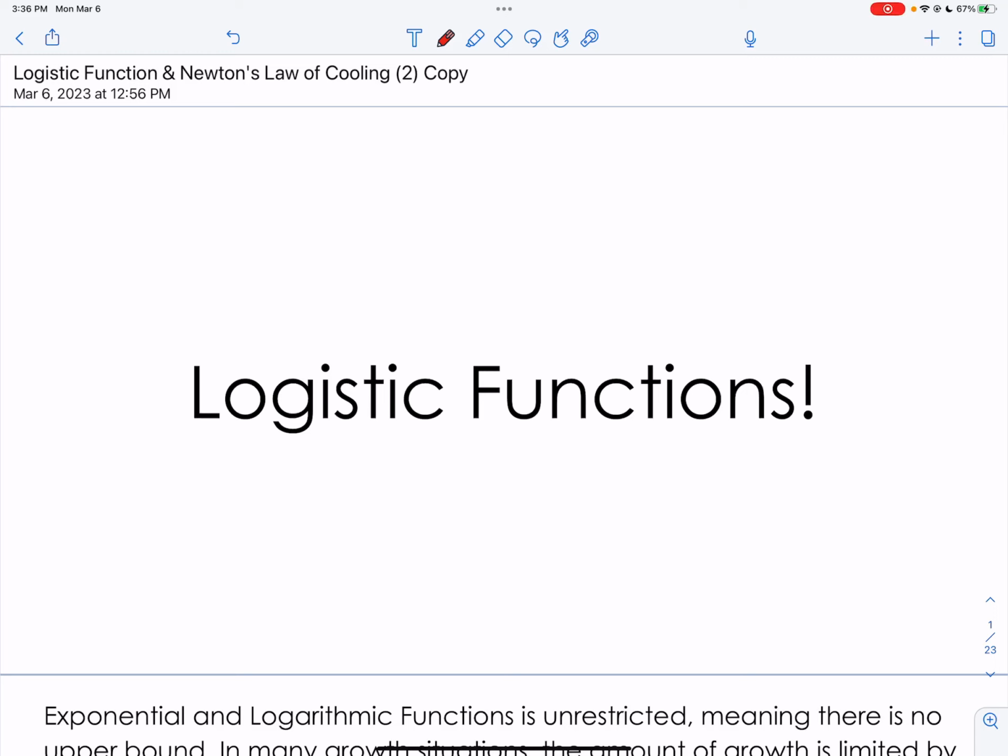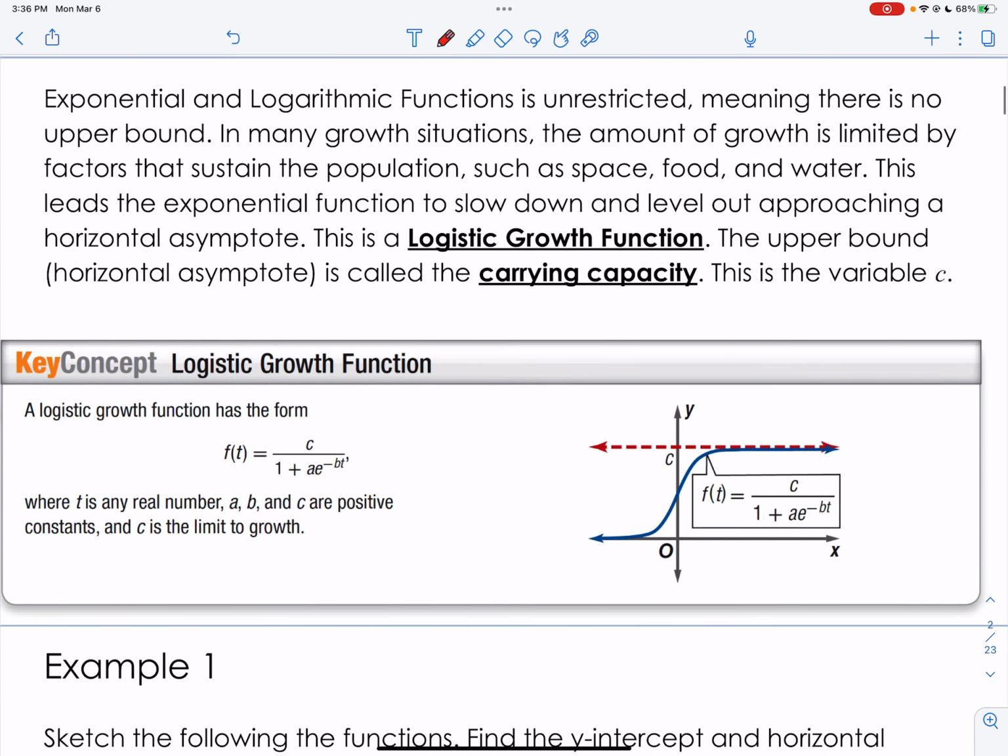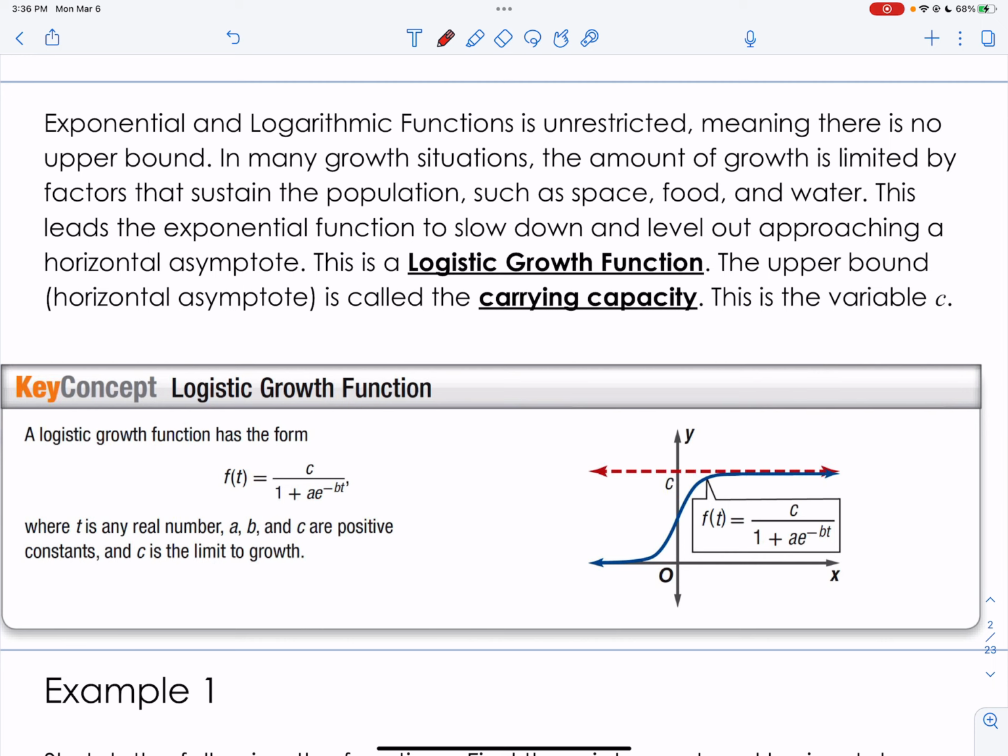Alrighty, today we are going to be talking about logistic functions and what they are. Thinking about last week and how we graphed exponential and log functions, we know that there's no upper bound, meaning that my y values go on forever and ever. And that's not really the case of application problems where we have population and we have limited space, food, and water, so the amount of growth is pretty limited.